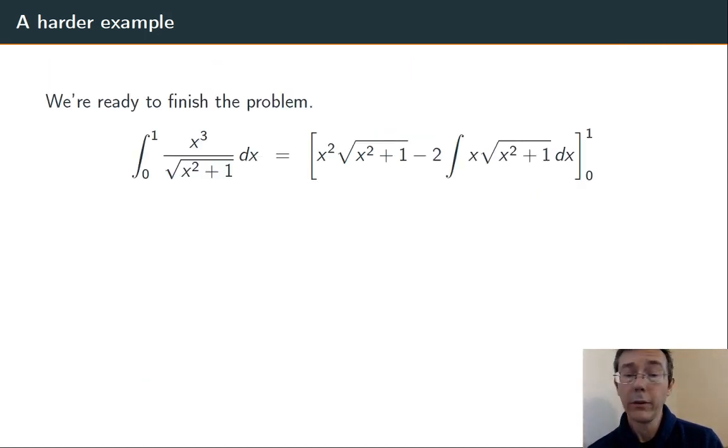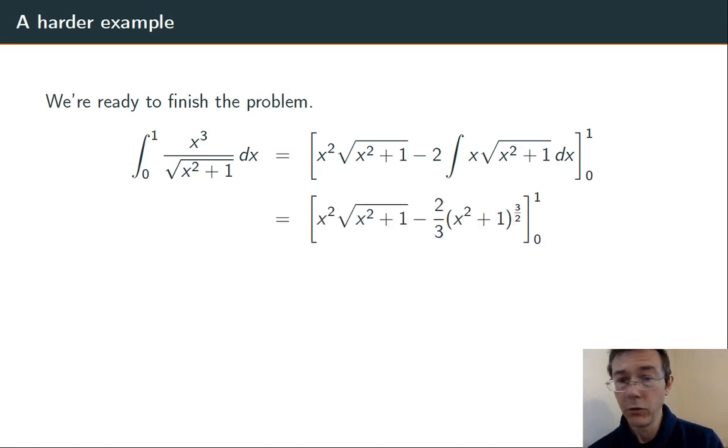So we've still got one integral to deal with, integral of x square root x squared plus 1. That's another u substitution, u equal x squared plus 1 in that case. Overall, I get my antiderivative is x squared times the square root of x squared plus 1 minus 2/3 x squared plus 1 to the 3/2. I plug in 1, I plug in 0, I get 2 minus the square root of 2 over 3, about 0.195.